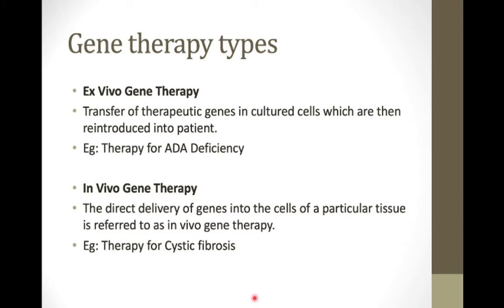In vivo gene therapy is the direct delivery of genes into cells of a particular tissue, and it's referred to as in vivo gene therapy. An example is therapy for cystic fibrosis, and there have been developments of a nasal spray which can help to deliver therapy for cystic fibrosis.